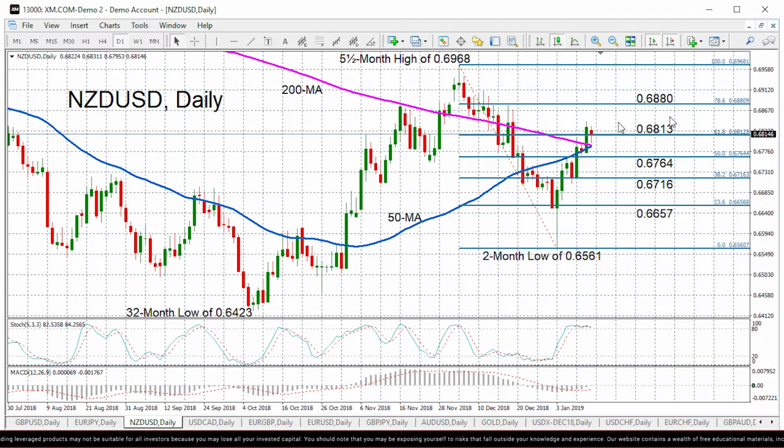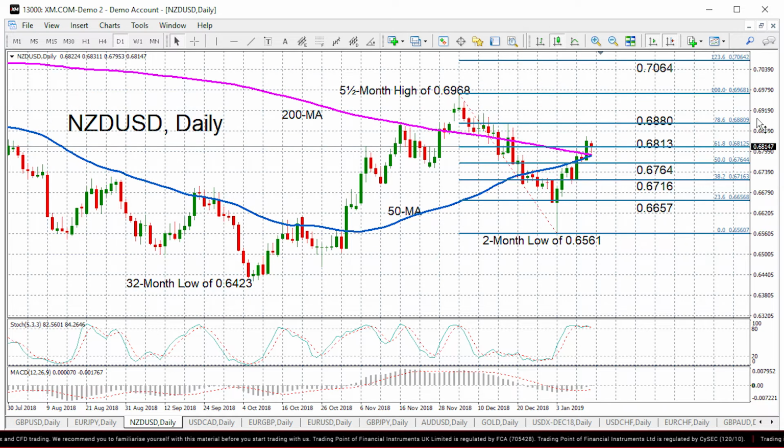So if we do see further gains in the coming days, resistance should come at the 78.6% Fibonacci from the down leg from 0.6968 to 0.6561. So that's around 0.6880.